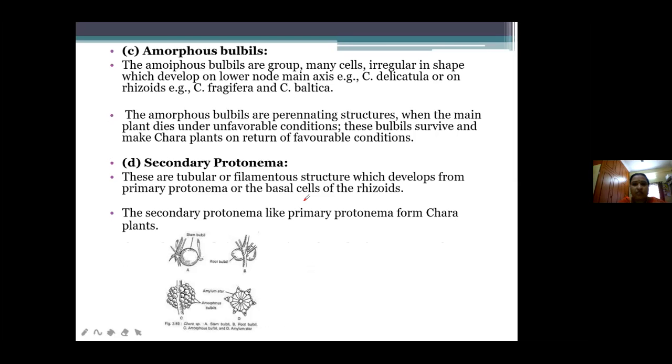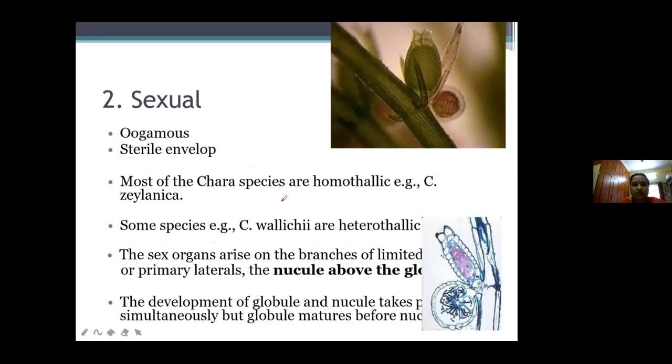Did you understand, ma'am? Vegetative reproduction, it's very easy. Yes.